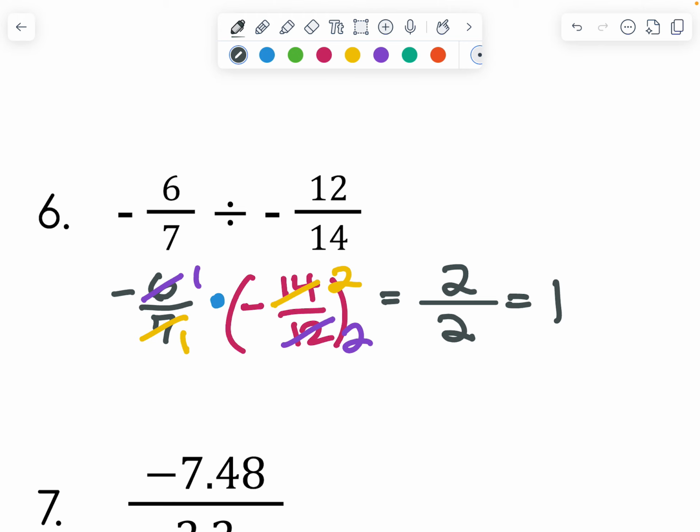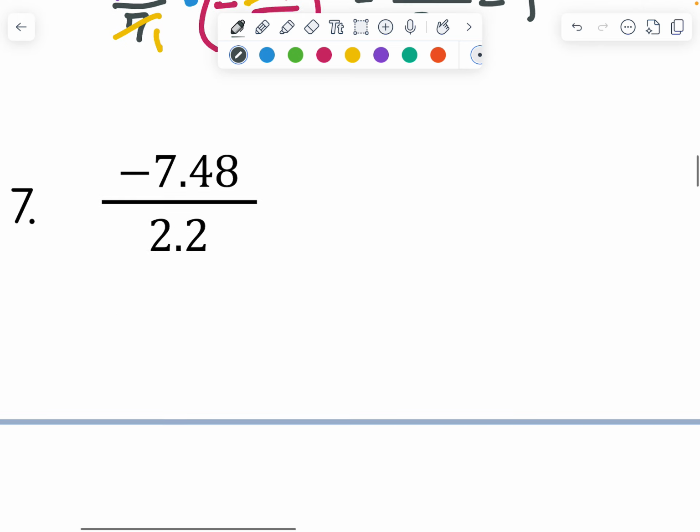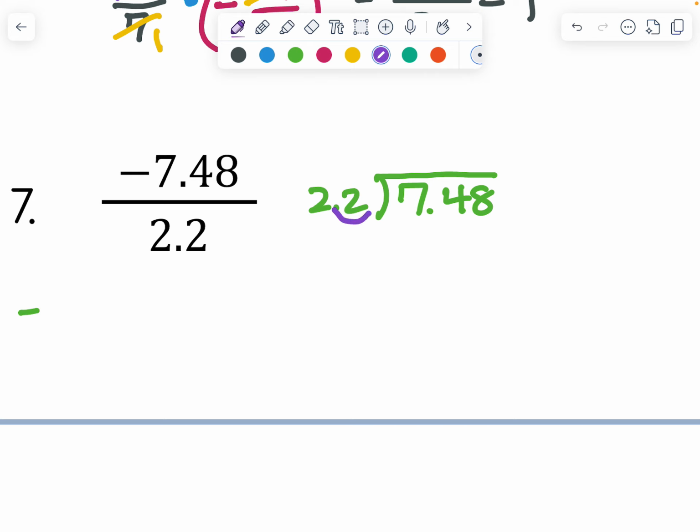All right, we're looking good. Last one on this page, gross. Let's divide. I know my answer, negative divided by a positive, is going to be a negative. So let's not worry about the signs right now. We're going to write 7.48 inside, 2.2 on the outside. You can't have a decimal on the outside here, so we're going to move that over. If we do that, we've got to do it to this one. There we go.